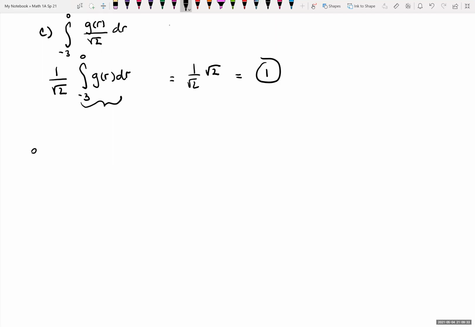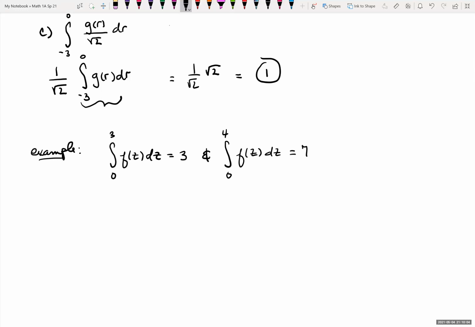So if you're given that the integral from 0 to 3 of f of z dz is equal to 3, and the integral from 0 to 4 of f of z dz is equal to 7, and it wants us to find, and we probably only have time to do one, so let me just pull that out, how about the integral from 3 to 4 of f of z dz?